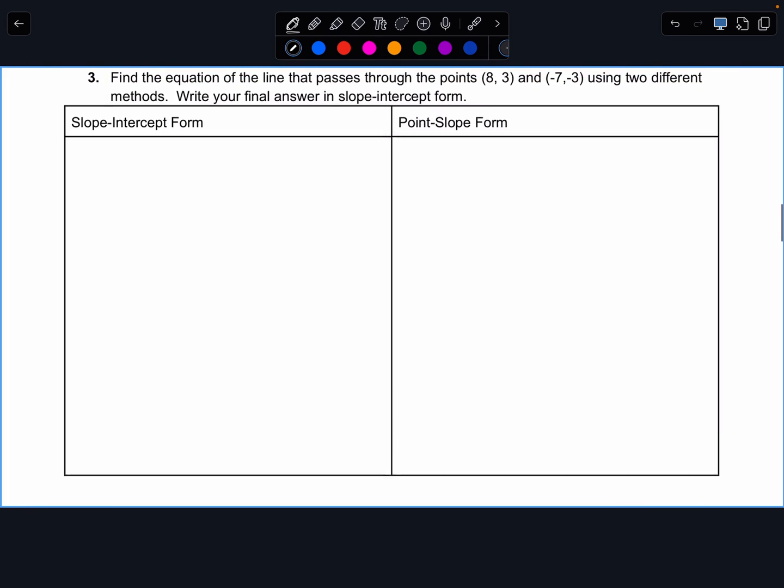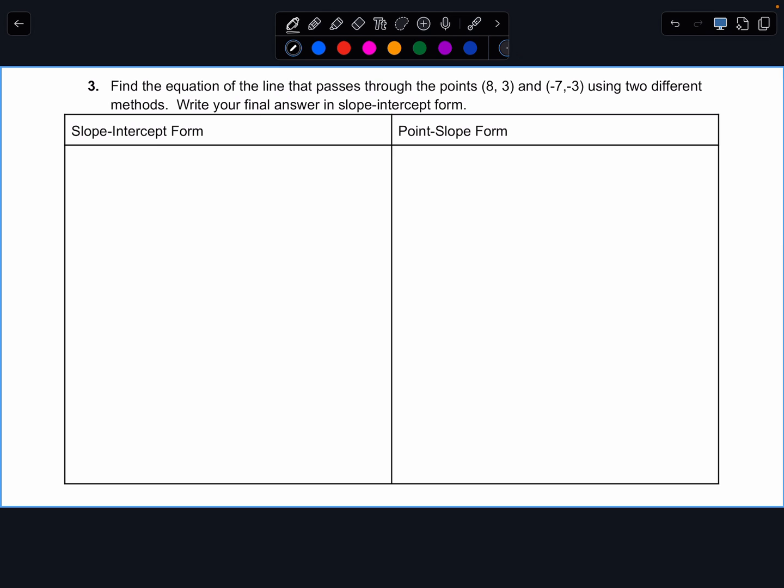It says find the equation of the line that goes through these 2 points using the different methods. So this time, did they give us a line that's parallel to the one that we want? Did they give us a line that's perpendicular to the one that we want? No, they gave us 2 points. So we need to use what first to find the slope? The slope formula. So I need to write down m equals y sub 2 minus y sub 1 over x sub 2 minus x sub 1. I'm using these 2 points.